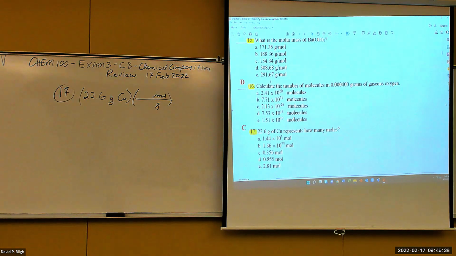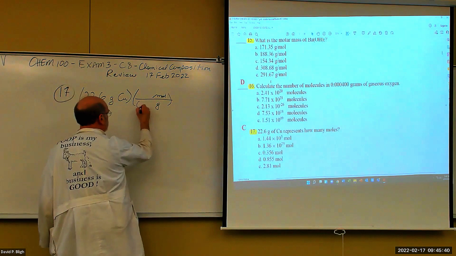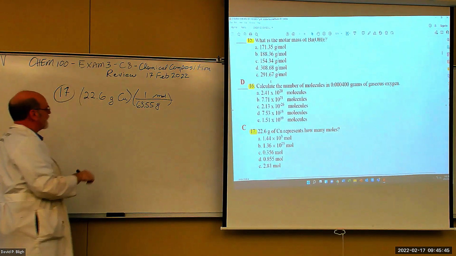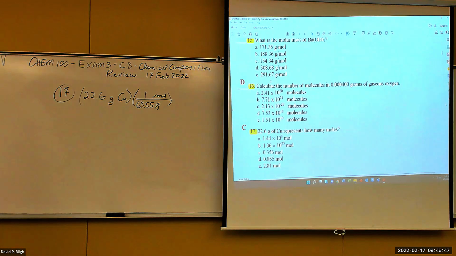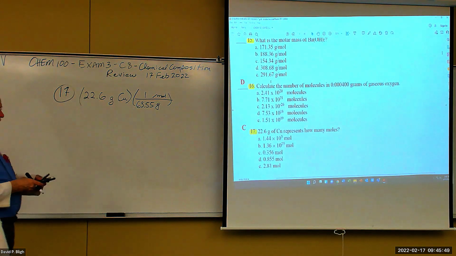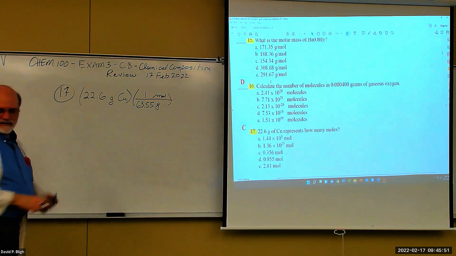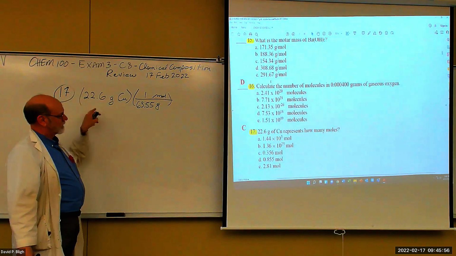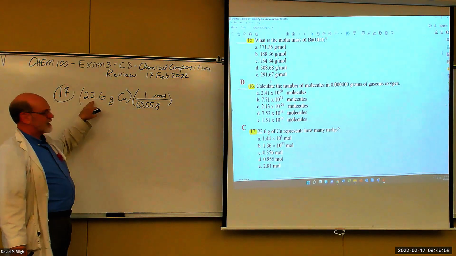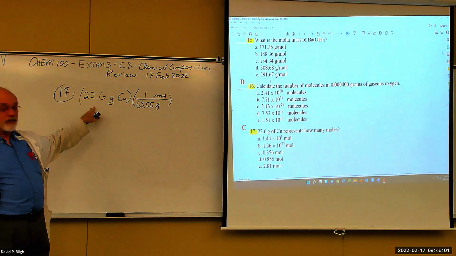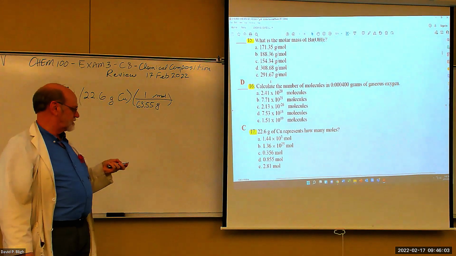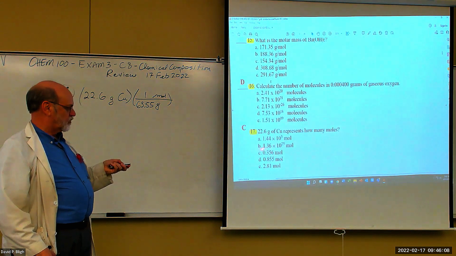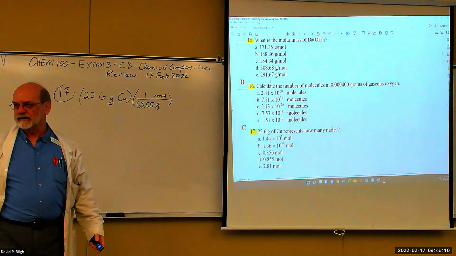63.55. And just divide that into 22.6. Now, that's going to be less than 1, right? Okay, how much less than 1? Looks like it's about a third, doesn't it? Like 0.3. How about that one, there you go. 0.356. We don't need a calculator.